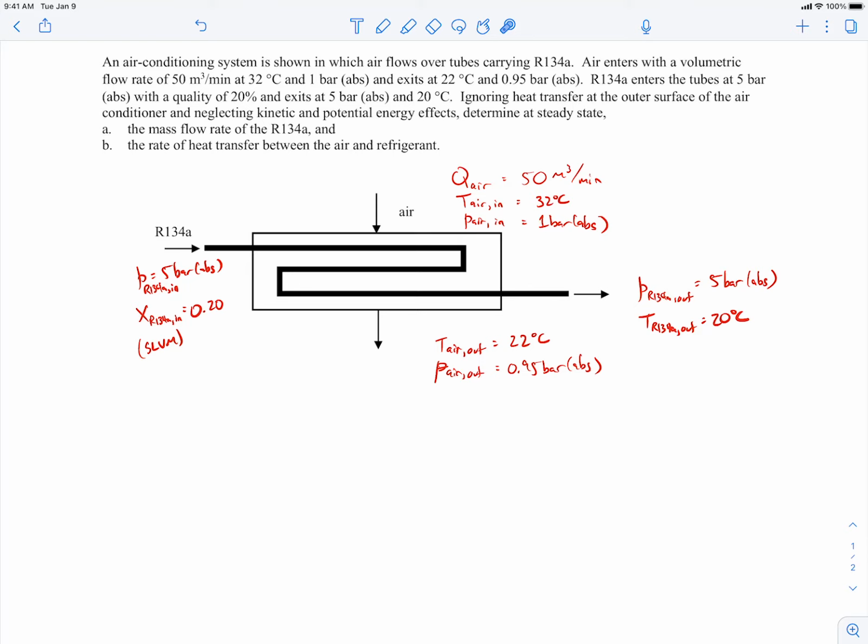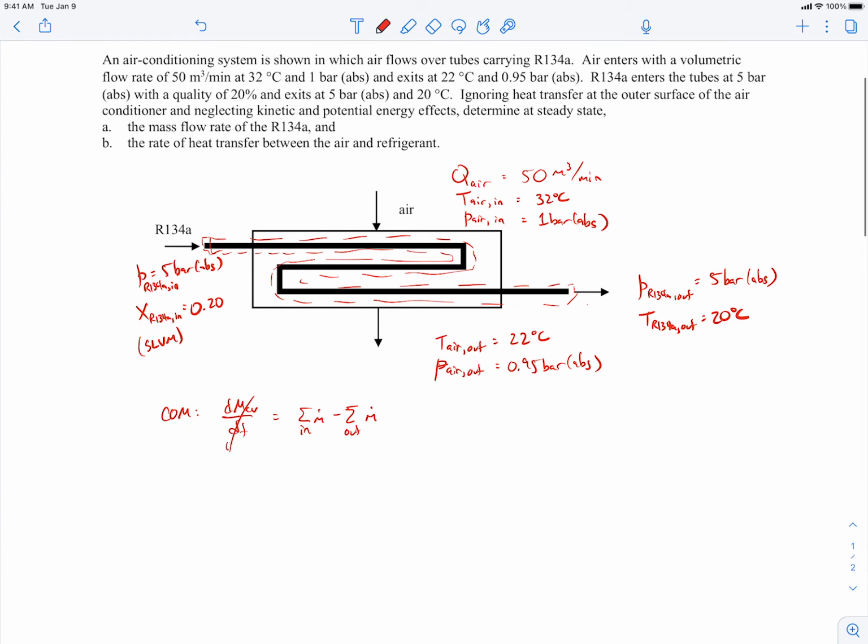So the first thing I'm going to do is just do a very simple application of conservation of mass just on the pipe for the R134A. Okay, so if I drew a control volume that surrounds just the R134A pipe, and then let's go ahead and I'll write it all out here. So here's conservation of mass for that first control volume. Since it's steady state, this term is 0. So that's 0 because it's steady state.